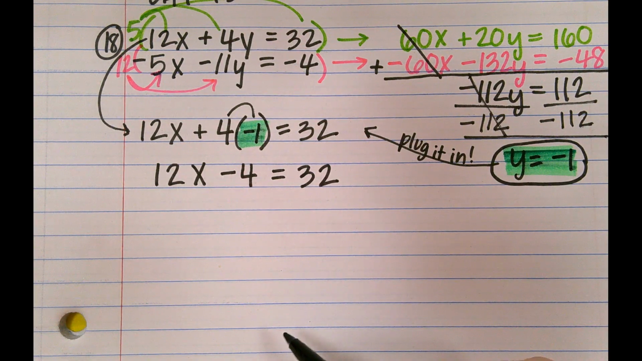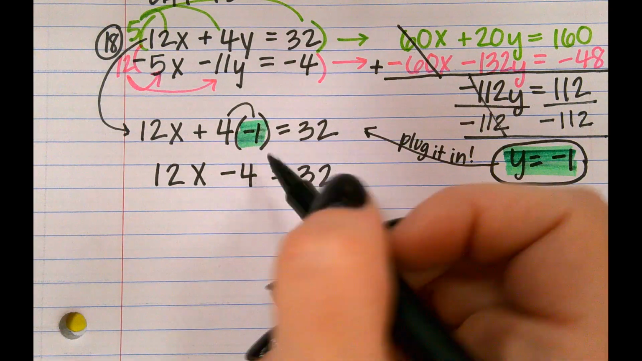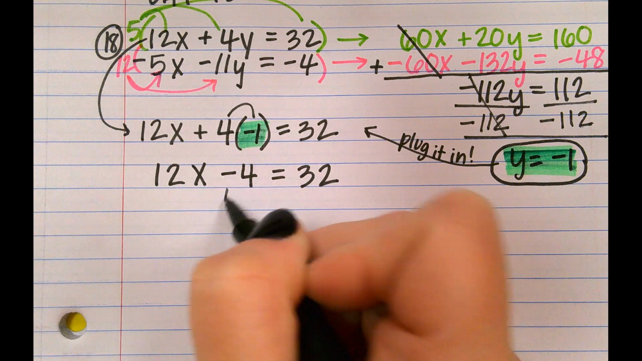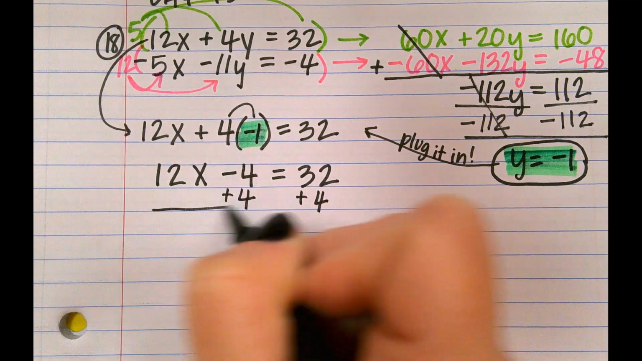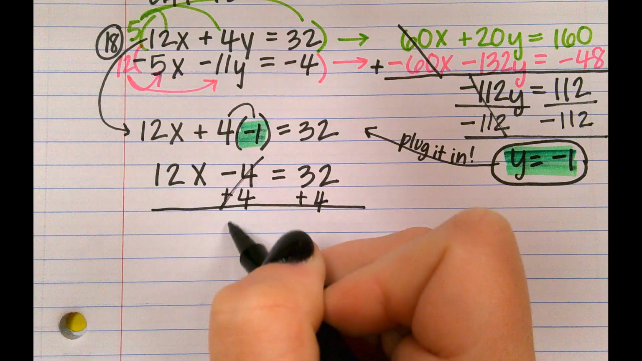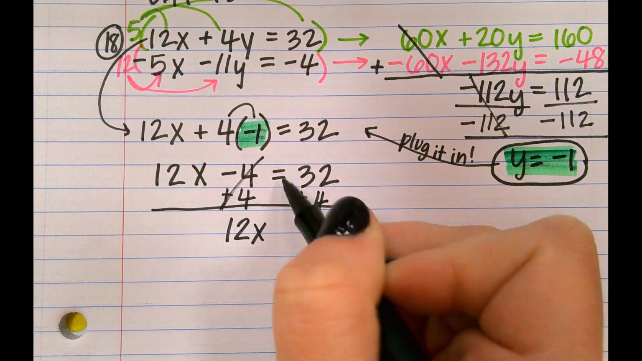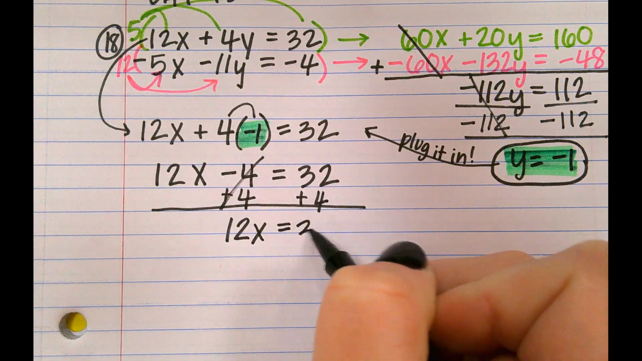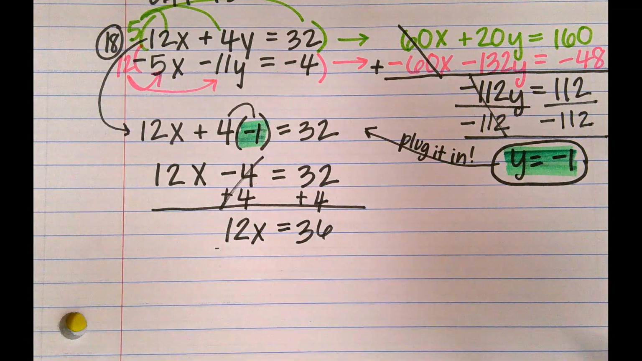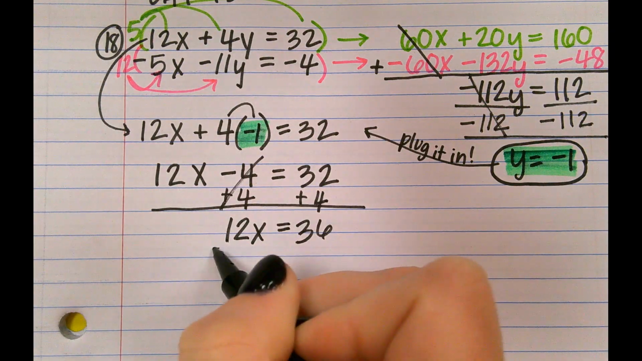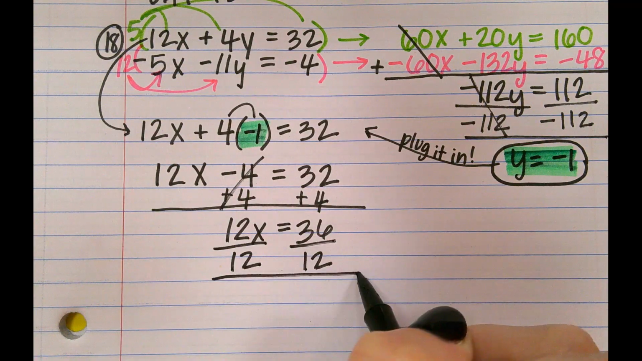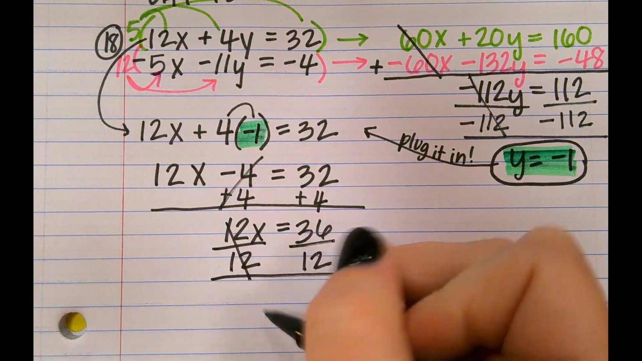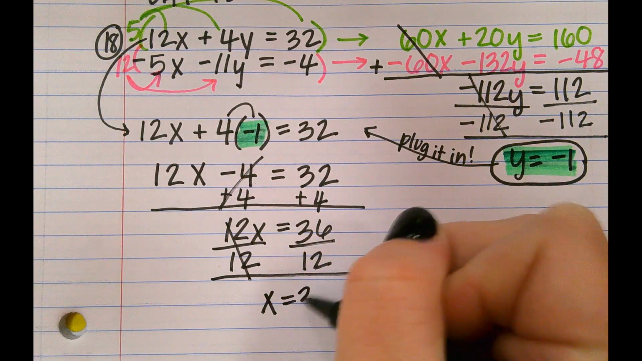Where now? We're going to add 4 to both sides. Good. Add 4. Cancel, bring down 12x, and then 36. Perfect. Divide by 12, both sides. Wonderful. It'll give you 3. Yeah. You got it. x equals 3.